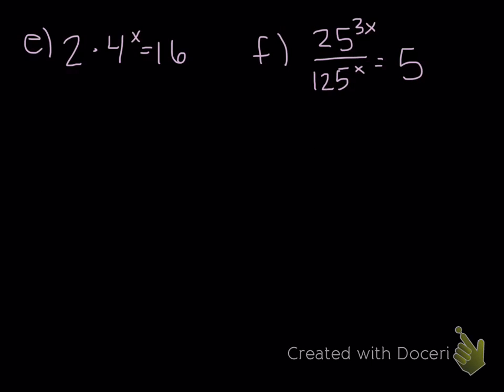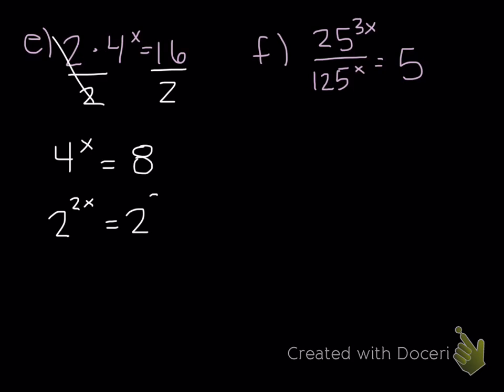So for letter E, we have basically a coefficient. We talked about this in graphing, that 2 would be considered our coefficient, so we want to get rid of that. So I'm going to divide both sides by 2. So now I'm at 4 to the x power equals 8. And again, I have to rewrite both sides. I can never rewrite 8 with a base of 4, so they both have to be simplified down to a base of 2. So I'll have 2 to the 2x equals 2 to the third power. And then I say 2x equals 3, divide by 2. So x has to equal 3/2.